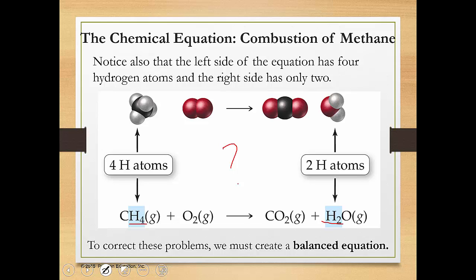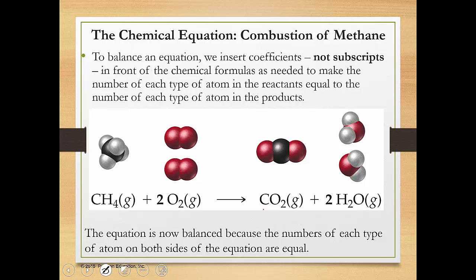So what we have to do to correct that misimpression is create what we call a balanced equation. We have to balance the number of atoms on both sides of that arrow. So everything over here has to match everything over here, in terms of numbers at least.